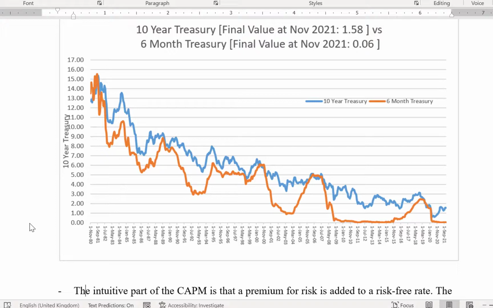One of the tools is this thing that I get from FRED, and you can do it yourself, the Federal Reserve Economic Database. This is a trend since 1980 in a 10-year treasury and a 6-month treasury. And anybody who says the cost of capital hasn't gone down, whatever, you're crazy. Okay?